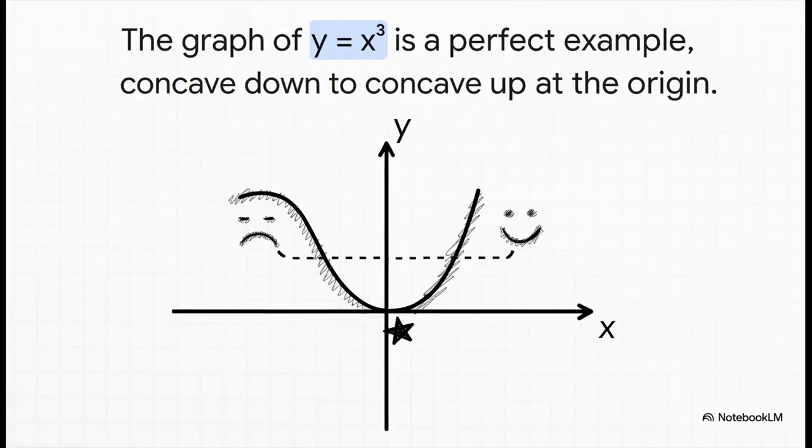The classic y equals x cubed graph is just a perfect example of this. If you look to the left of the origin, you can see it's concave down, like that frown. Then, right at the origin, it switches, and to the right, it becomes concave up, like a cup.